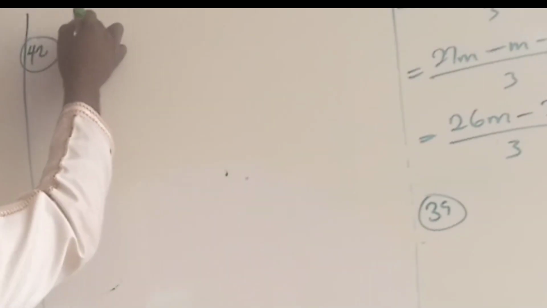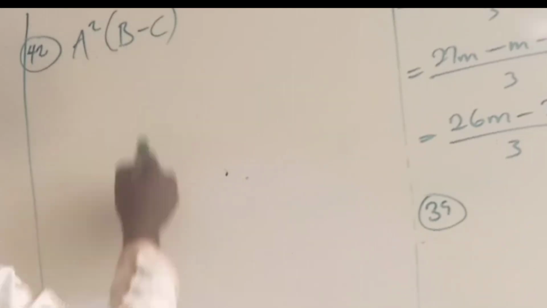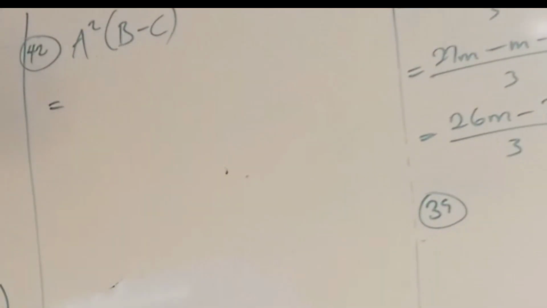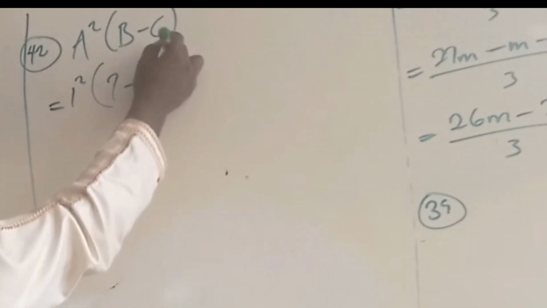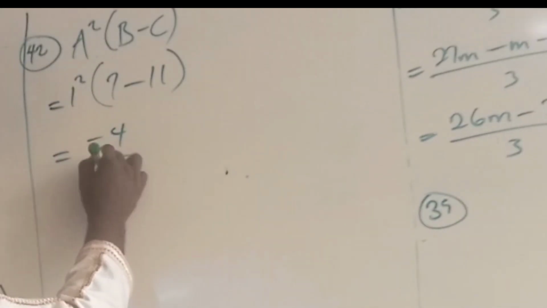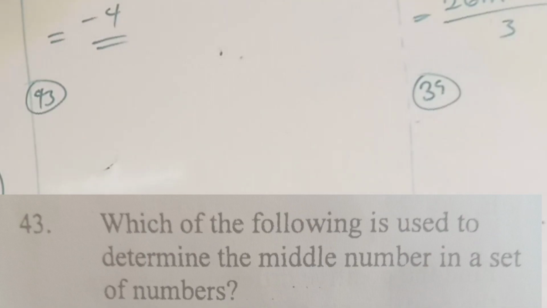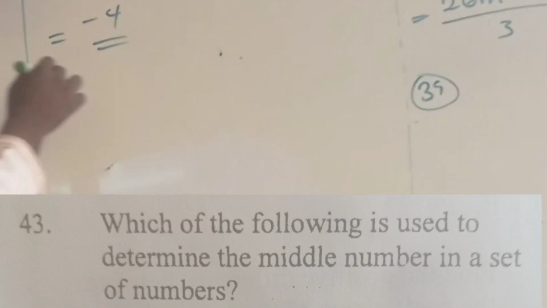Find A squared into bracket B minus C. A squared, that is 1 squared into bracket B, 7 minus C, 11. So that gives 1 times 7 minus 11, that is 1 times minus 4. Answer. Question 43. Which of the following is used to determine the middle number in a set of numbers? That one is median. Answer: median, correct?